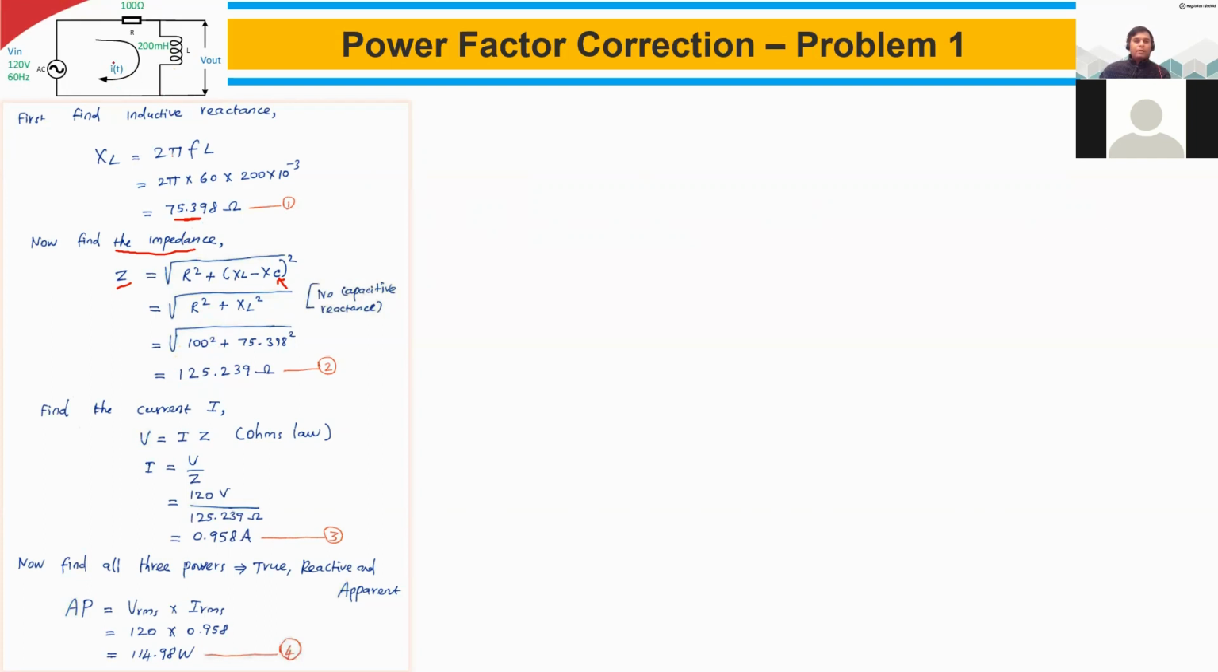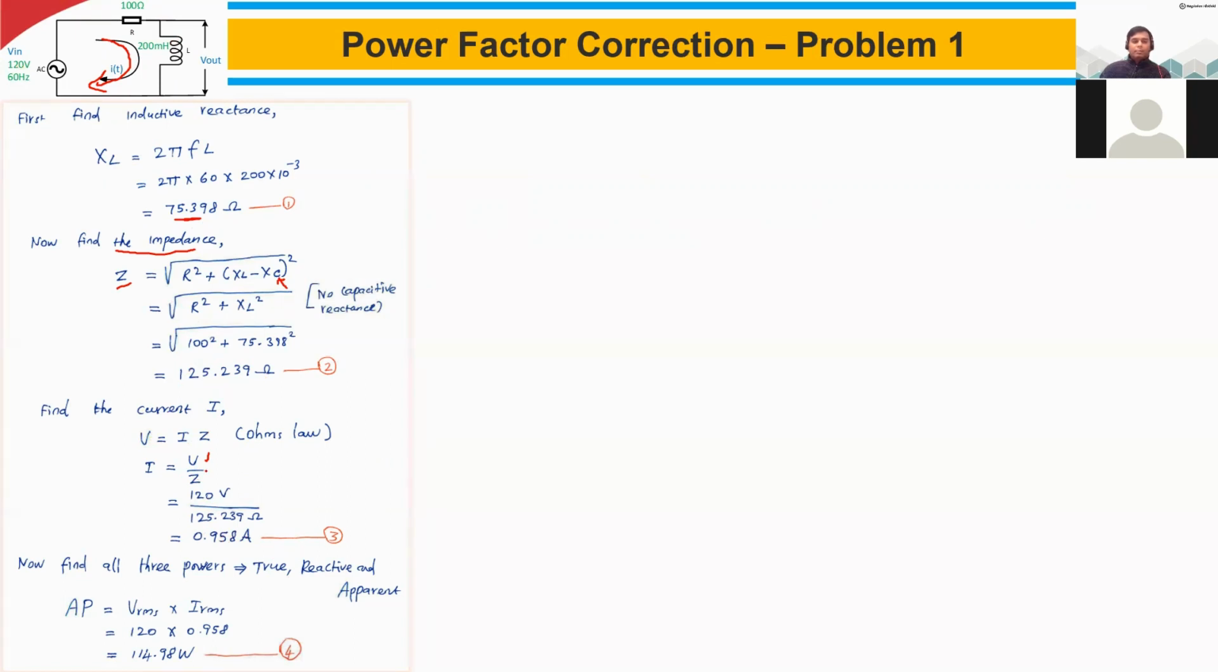And now you have to find the current flowing through the circuit. What is the formula? You can use the same Ohm's law here. V is equal to I times Z, so I is equal to V divided by Z. V is 120 volt, the applied voltage, divided by Z, which is 125.239. So you will get 0.958 amps. Now we know the impedance and we know the current.